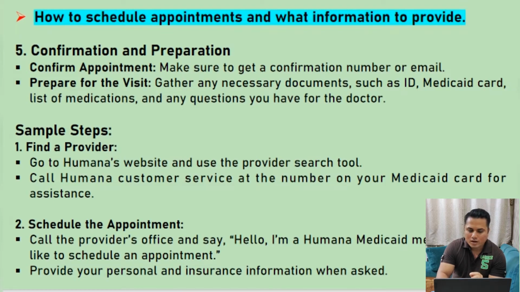Number one, find a provider. Go to Humana's website and use the provider search tool. Call Humana customer service at the number on your card for assistance. Number two, schedule the appointment. Call the provider's office and say, "Hello, I am a Humana Medicaid member and I would like to schedule an appointment." Provide your personal and insurance information when asked.